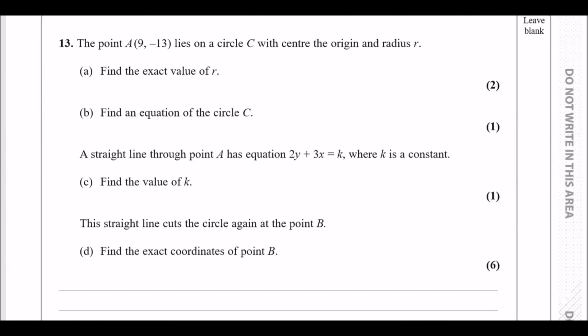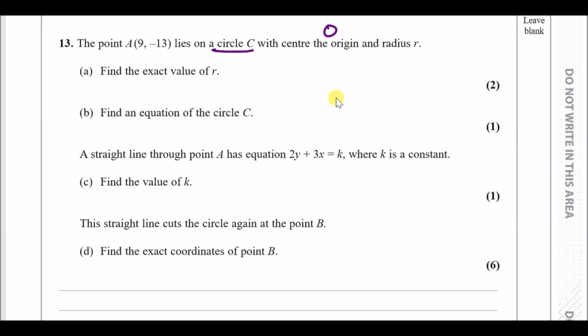Okay, number 13. So the point A lies on circle C with center O, which is the origin, and radius r. Find the exact value of r. Okay, so very straightforward, to the point. So we're dealing with a circle, right?